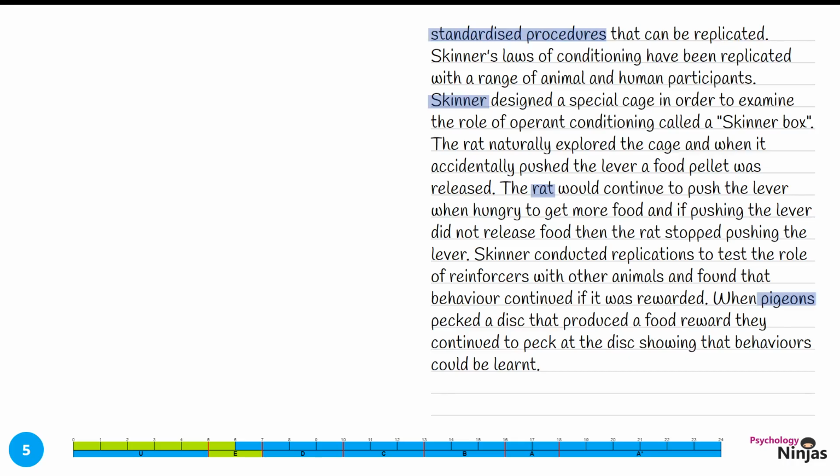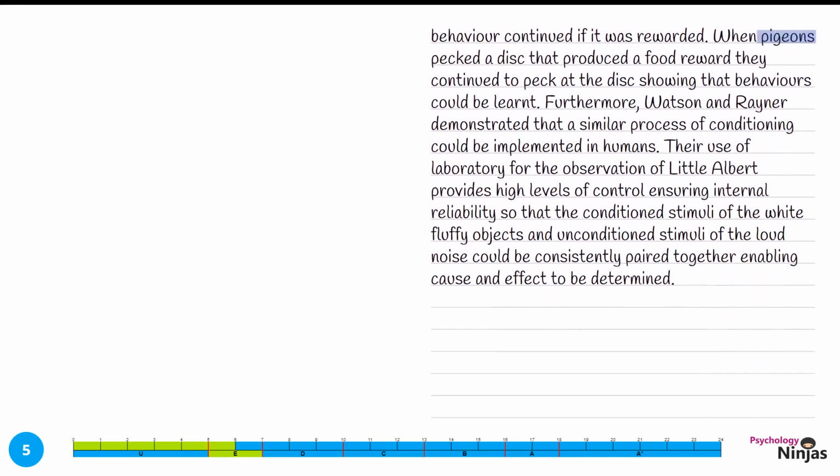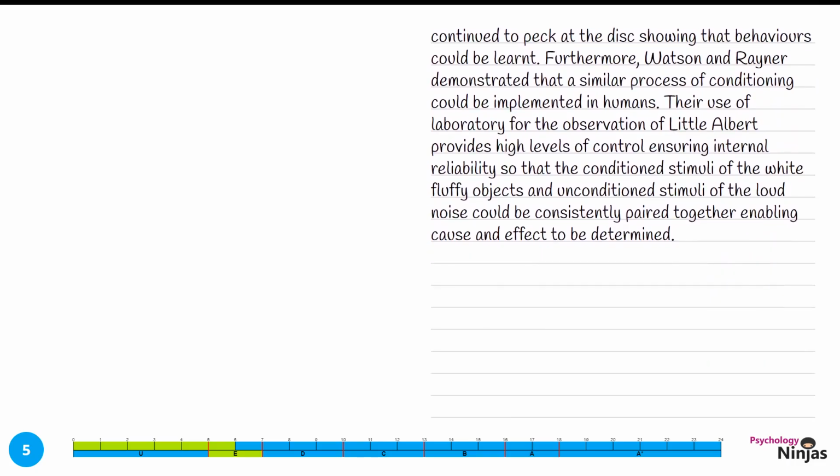We're going to go into a bit more detail here, elaborating with further examples. Furthermore, Watson and Rayner demonstrated that a similar process of conditioning could be implemented in humans. Their use of a laboratory for the observation of little Albert provides high levels of control, ensuring internal reliability, so that the conditioned stimuli of the white fluffy objects and the unconditioned stimuli of the loud noise could be consistently paired together, enabling cause and effect to be determined.